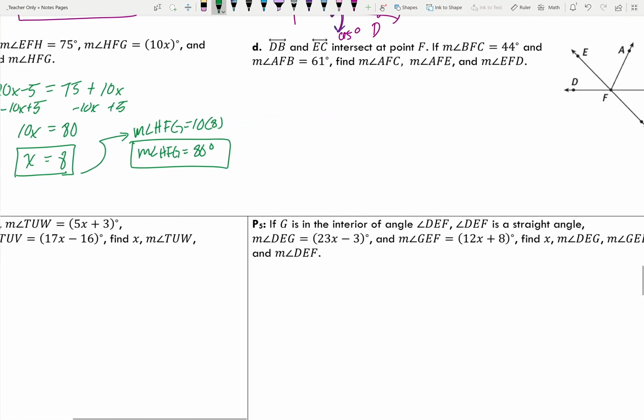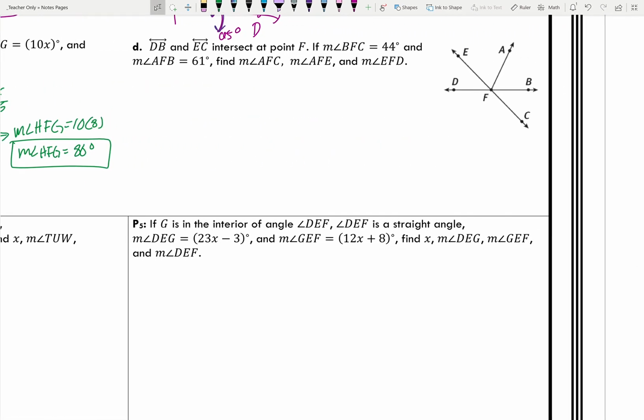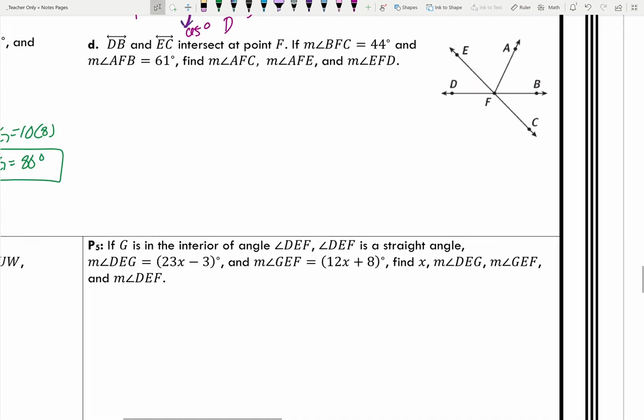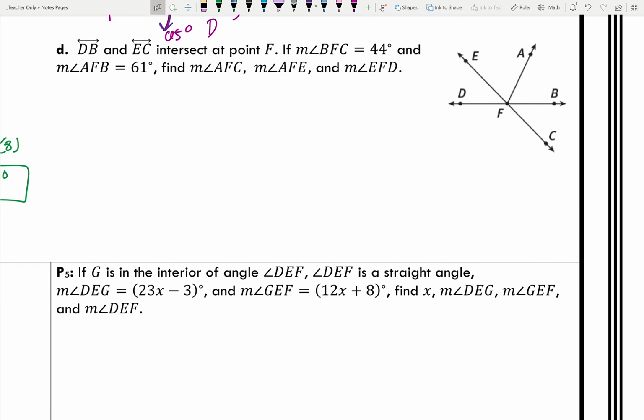Part D. Line DB and line EC intersect at point F. Let's see what this is. If the measure of angle BFC is 44 degrees, and the measure of angle AFB is equal to 61 degrees, find the measure of angle AFC, the measure of angle AFE, and the measure of angle EFD.